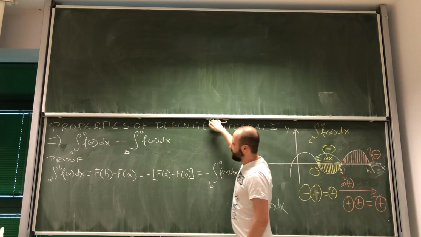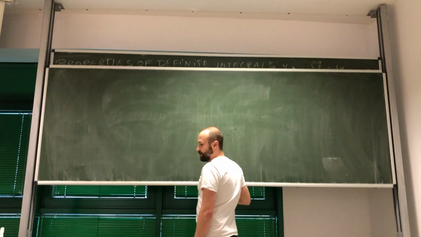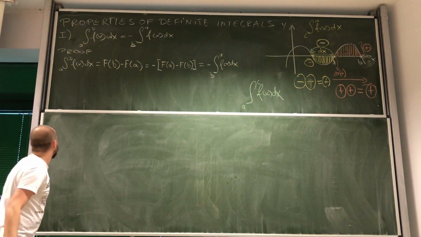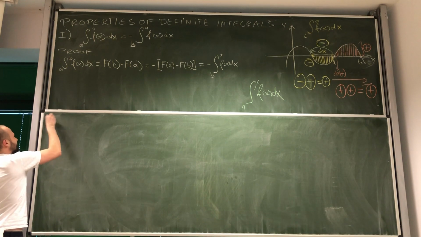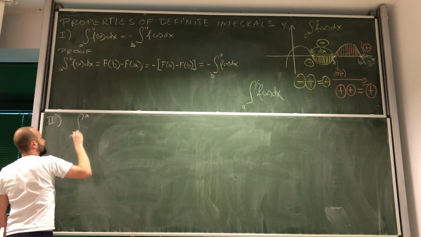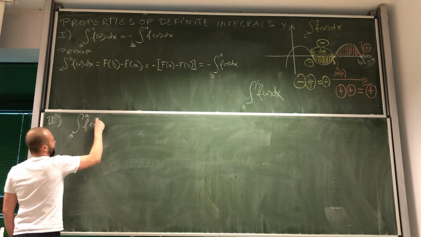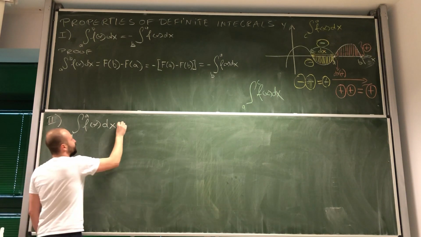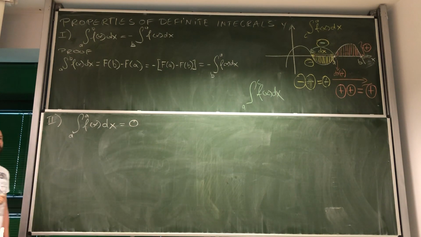Okay, so now we are ready to go to property number 2. Property number 2 says that the integral from A to A of f of x dx is equal to 0.